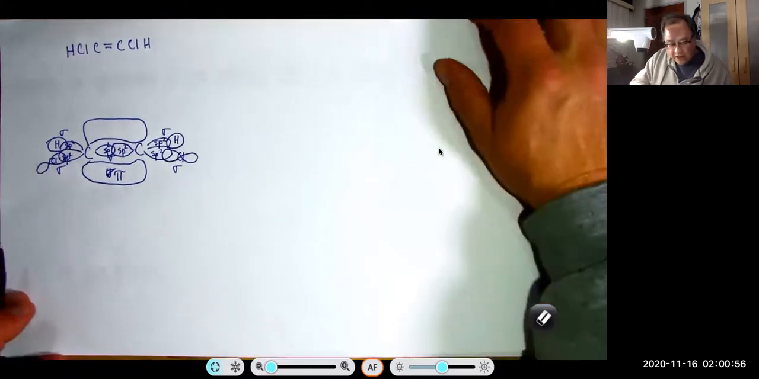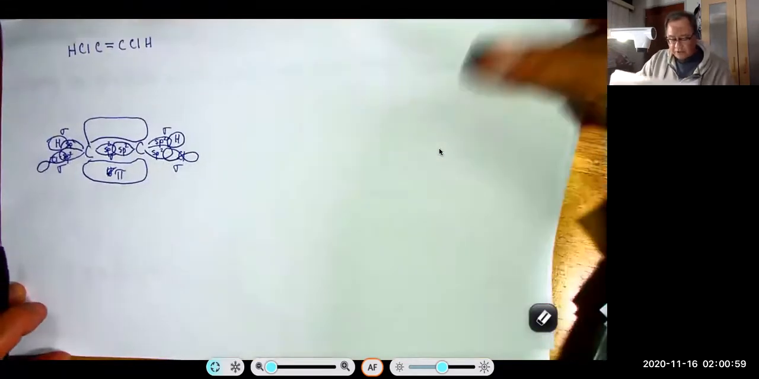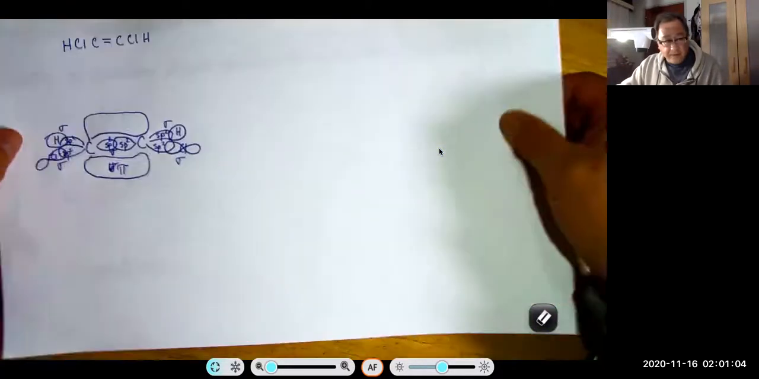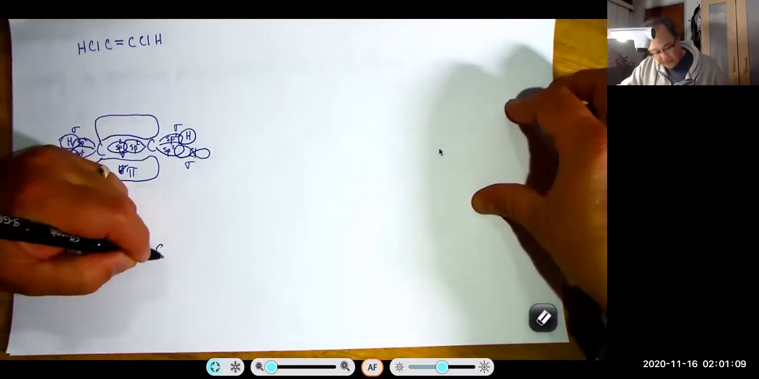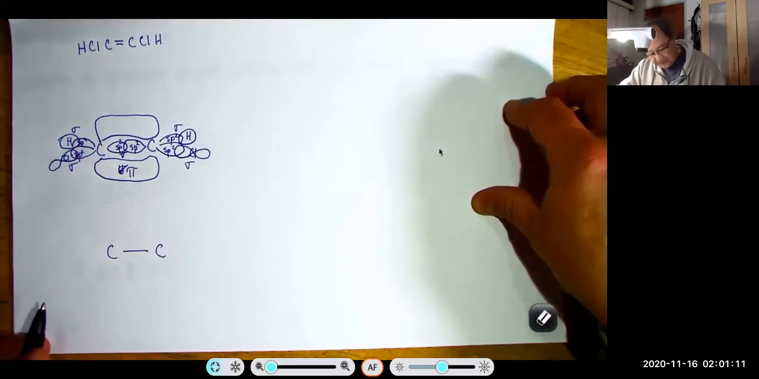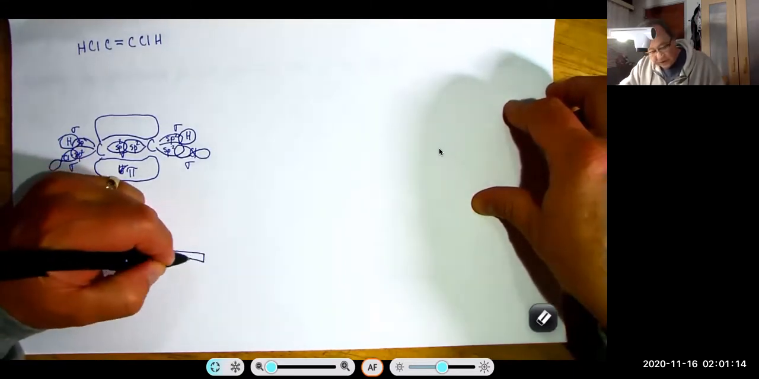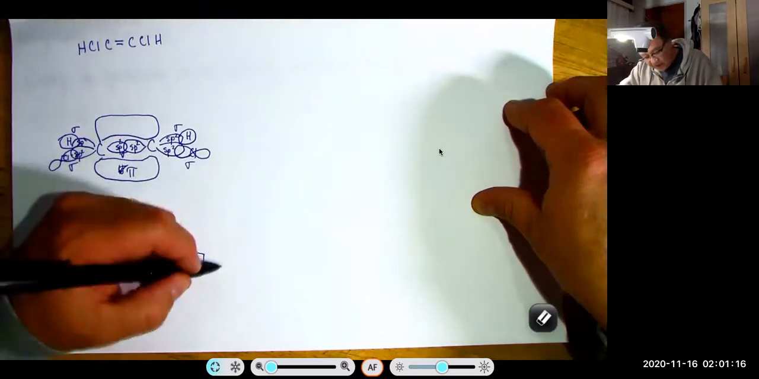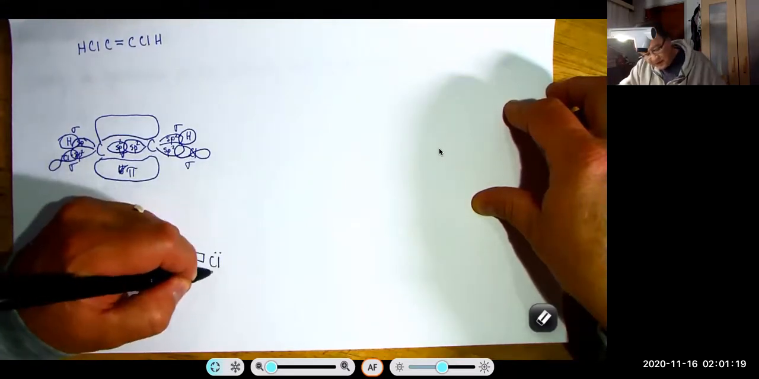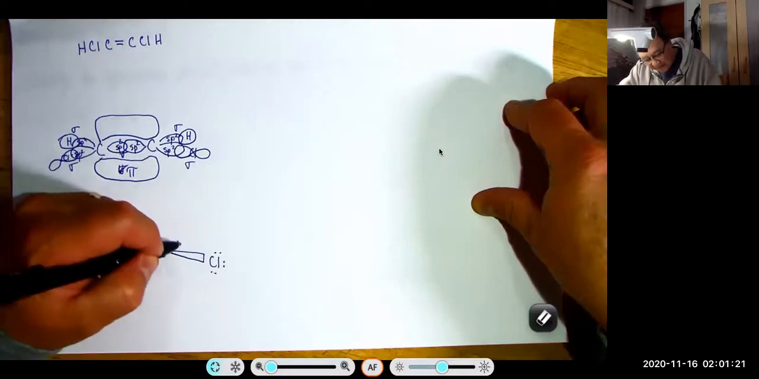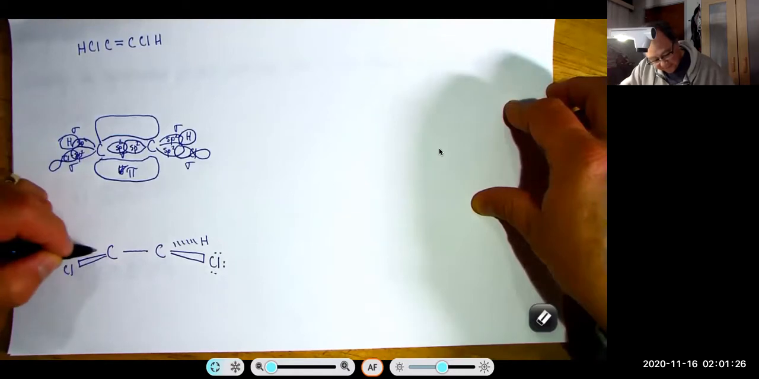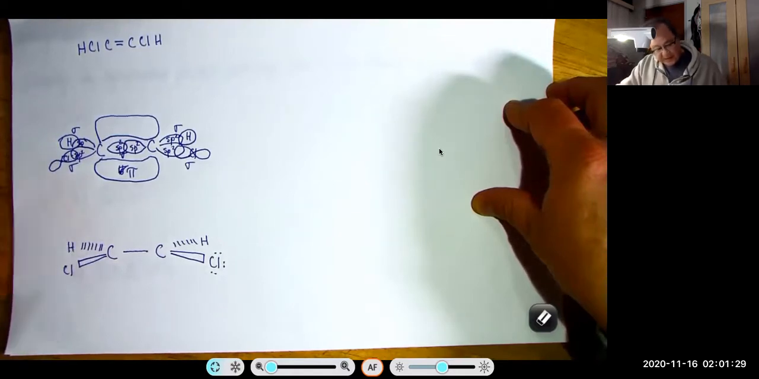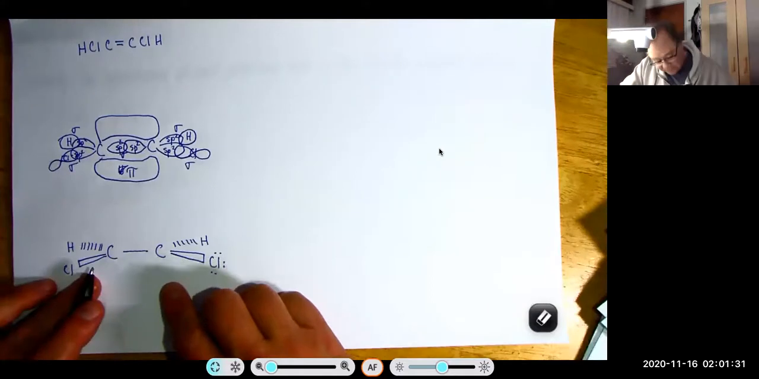Okay, so what does this look like if I don't show the hybrid orbitals, but I just show the bonds? Let me straighten this up just a little bit. Okay, so here's what it looks like. Carbon bonded to carbon. So there's one of the bonds. Here, this chlorine is coming out of the plane of the paper. This hydrogen is going back. And here I could do this. And then how do I draw the pi bond? Well, just like that.